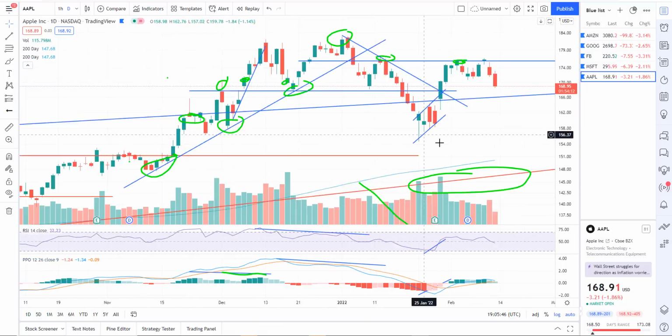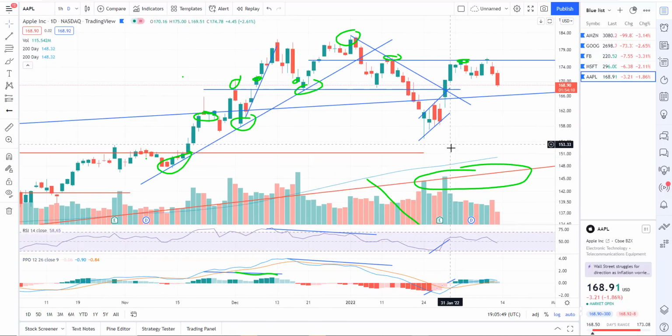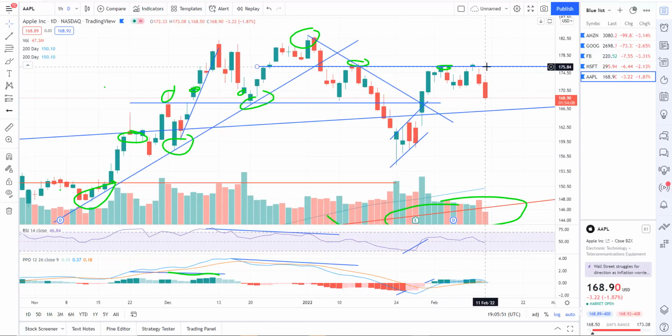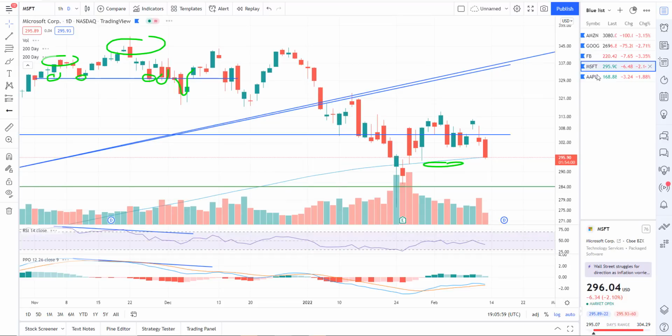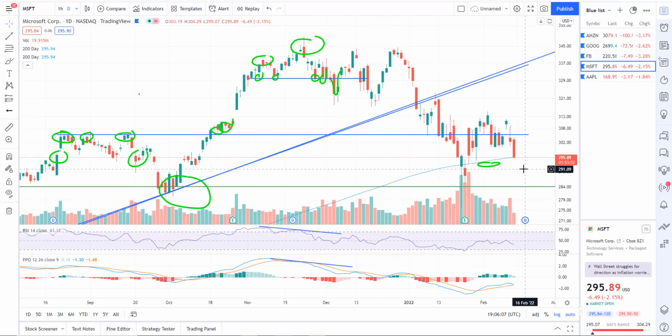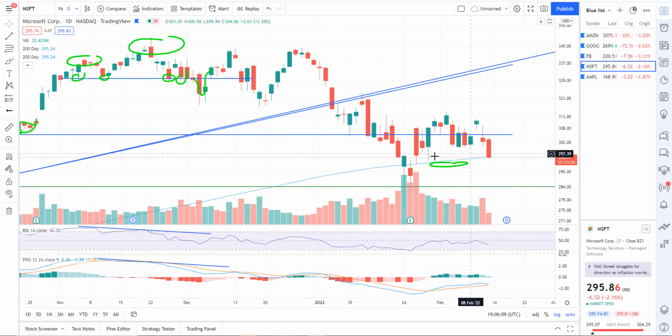And then, not a whole lot of technical change in Apple, but we did get rejected right at resistance at 175.92. You can see rejected there, back tested it, and down we go. So just weakness there. Microsoft is right at the 200-day. Probably going to close that right at the 200-day, and then we'll see if we get a break next week. But we're back at the 200-day after bouncing. So in general, that's weak.